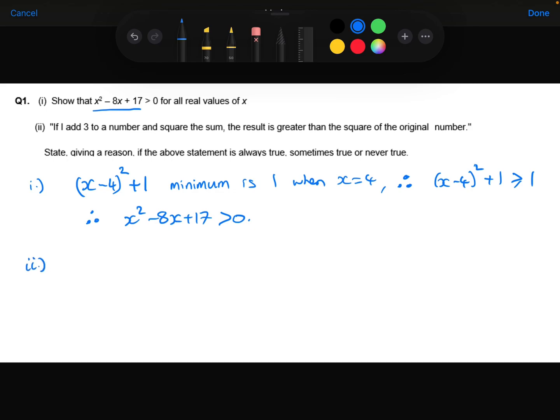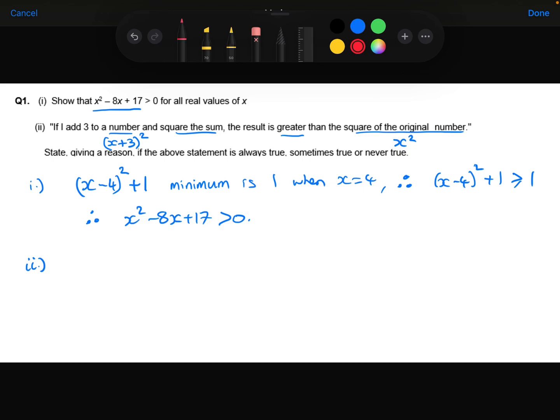Part II. If I add a 3 to a number and then square the sum, the result is greater than the square of the original number. So if I added 3 to a number, let's say that number is x, so add 3, x plus 3, and square the sum, is that going to be greater than the square of the original number? I need to state, giving a reason, if the above statement is always true, sometimes true, or never true.